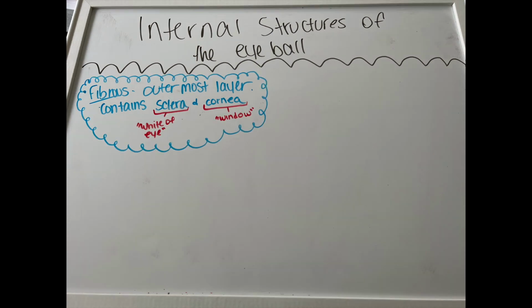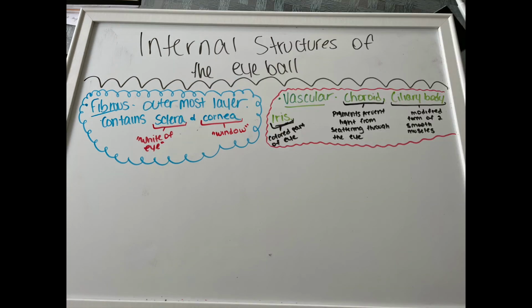The sclera is a thick, glistening white connective tissue, also called the white of the eye. The cornea is the central anterior portion of the fibrous layer. It's crystal clear. This is the window through which light enters the eye. The vascular layer is the middle layer, and it has 3 regions: the choroid, ciliary body, and the iris.